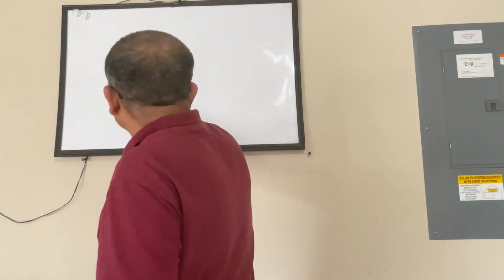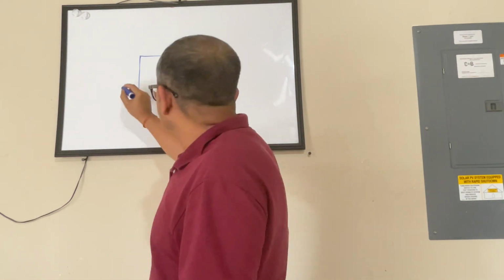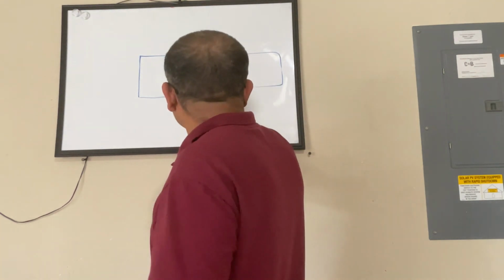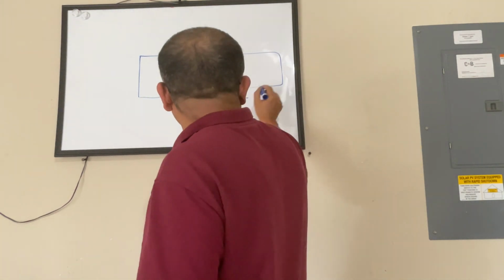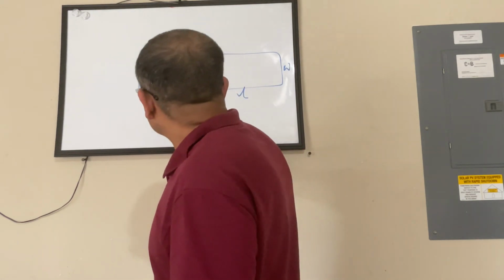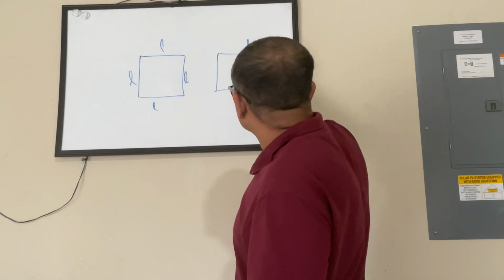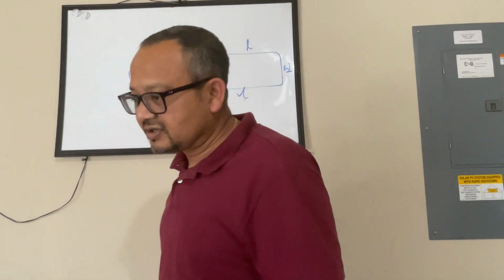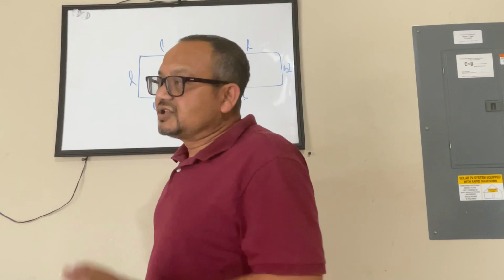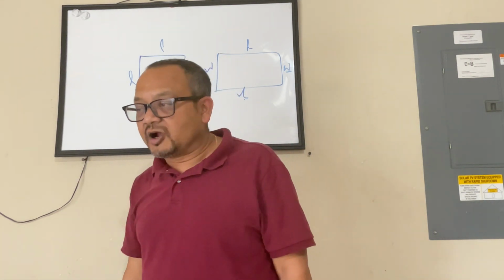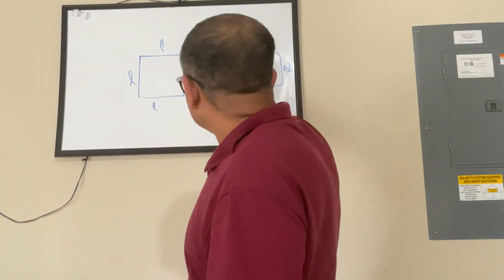Now let's look at some basic objects. Square. This is a square where all the sides are the same length. So this is a rectangle, this is length and this is width. Here everything is the same, all sides are length. Here this is length, this is also length, this is width, this is also width. So this is the basic difference between a square and a rectangle.